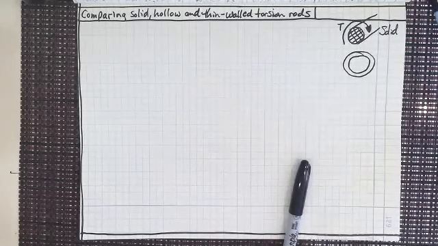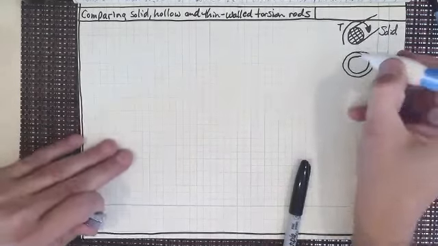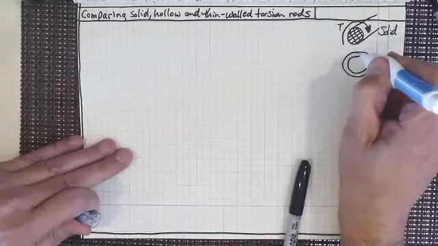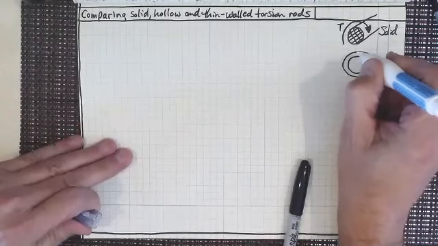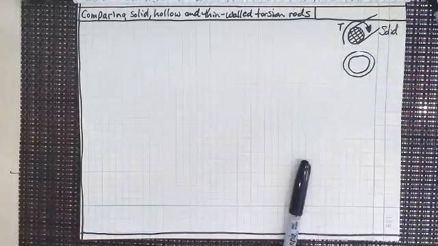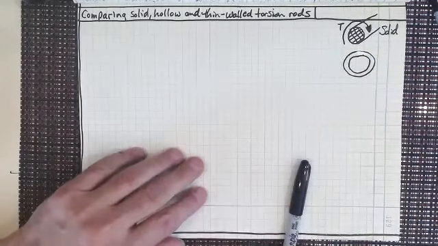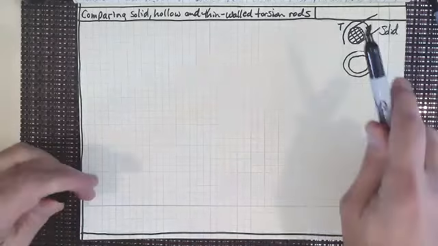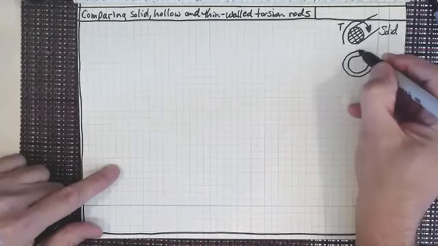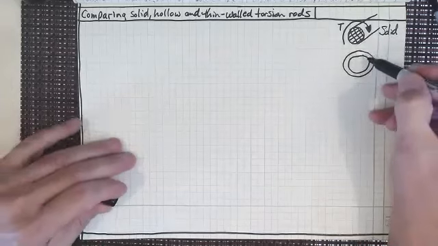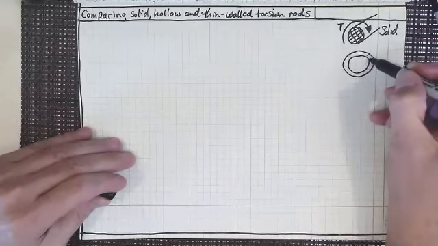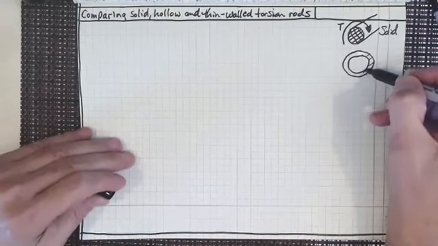Well, the reason I'd want to do that, and we're going to see in my example in the comparison of solid and hollow and thin-walled torsion shafts, is that you're going to save material, right? You're going to save material in the cross section if you make it hollow, or, I mean, if you can make it hollow.